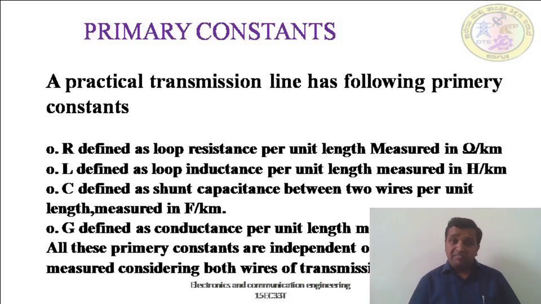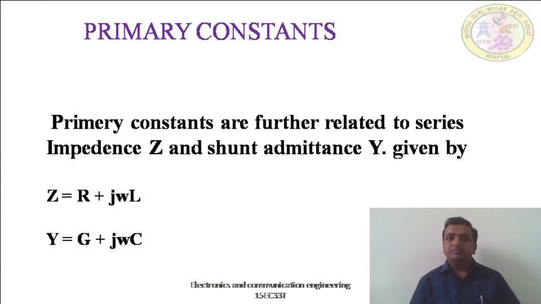In the same fashion, I have G. This is defined as conductance per unit length, in mho per kilometer. Mho is the unit for conductance. If you want the conductance for the total length, you need to multiply by the length of the wire, so the kilometer gets canceled and you get only mho. That means the primary constants of a transmission line can be defined as R or loop resistance, L or loop inductance, C or shunt capacitance, and G or conductance per unit length.